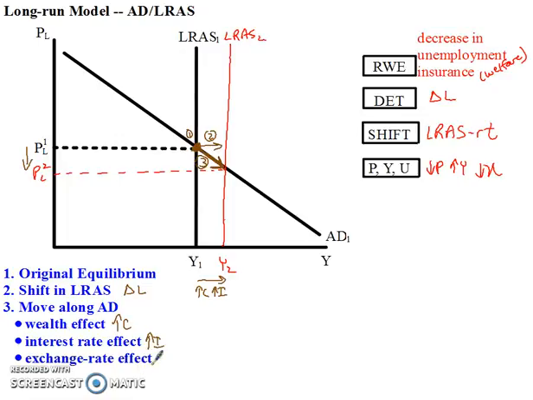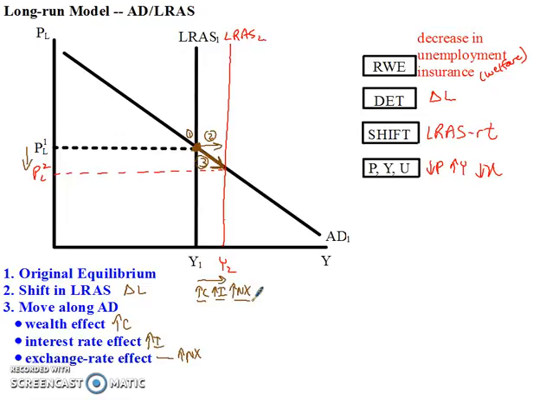And the exchange rate effect says if prices go down in the United States, people are going to buy more of our goods. That means our exports go up. That means our net exports are going to go up. That means increase in net exports. And so this all has to match up, right? That increase in production on the long-run aggregate supply side has to be matched up by an increase in spending. In this case, it is, with an increase in consumption, investment, and net exports.